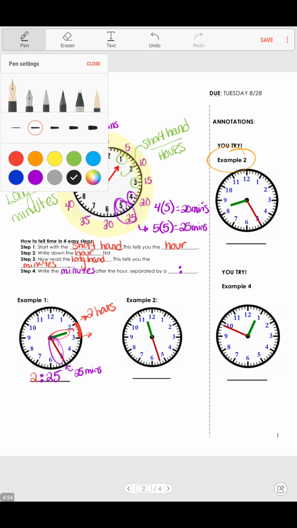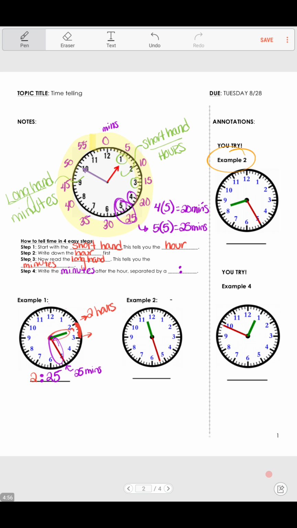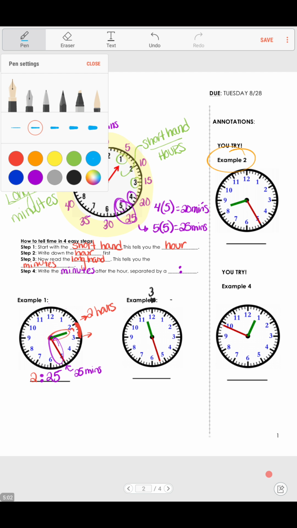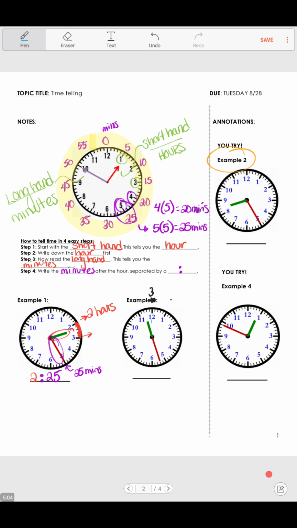Okay, now we're going to do example number 3. I noticed this is a typo, so let's cross this out and call this example number 3. So same thing, we are going to start with the shorthand. The shorthand is here. It is in between 2 times again, but it has not yet reached the 12, so that means our hour is still 11.